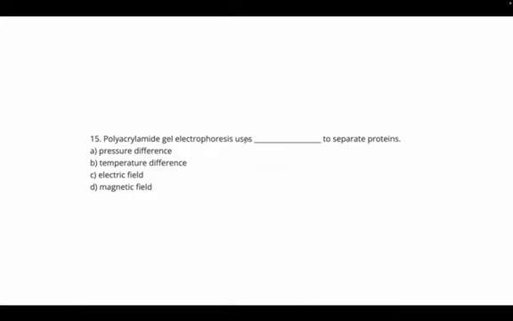Polyacrylamide gel electrophoresis uses dash to separate proteins. Polyacrylamide gel electrophoresis, if you remember, is when we cast this sort of gel made out of an acrylamide polymer. We load our proteins at the top, and then we apply a voltage difference across this gel.